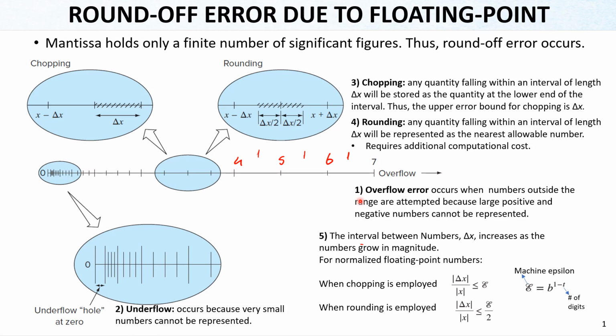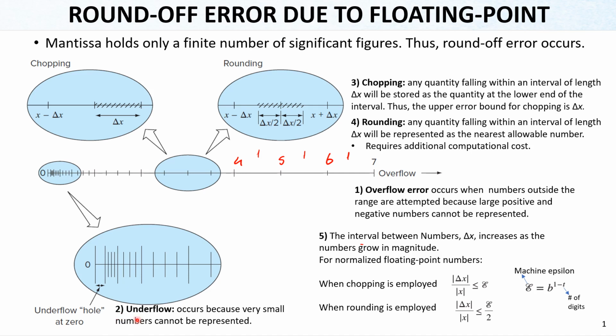First of all, let's start with overflow error. Overflow error means that after some point we are not able to show any values. So for the 7-bit example, the maximum number we can show is 7, and if we try to show a number larger than 7, it becomes an overflow error.